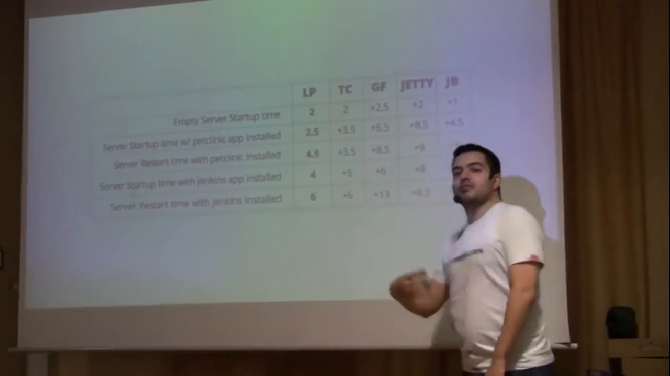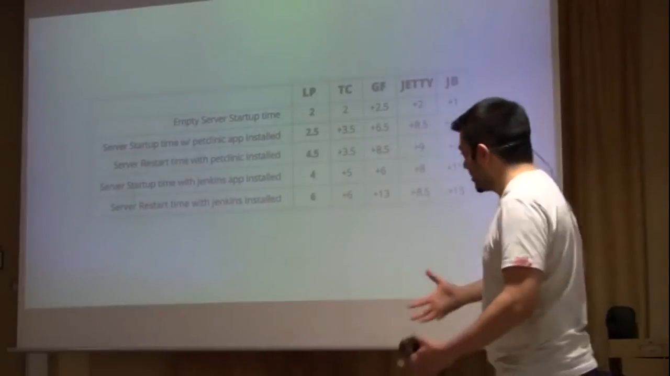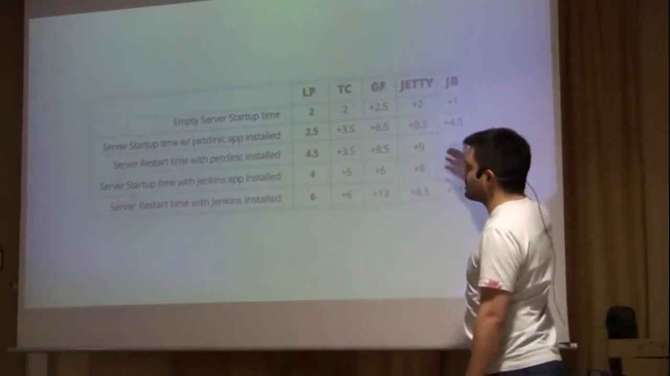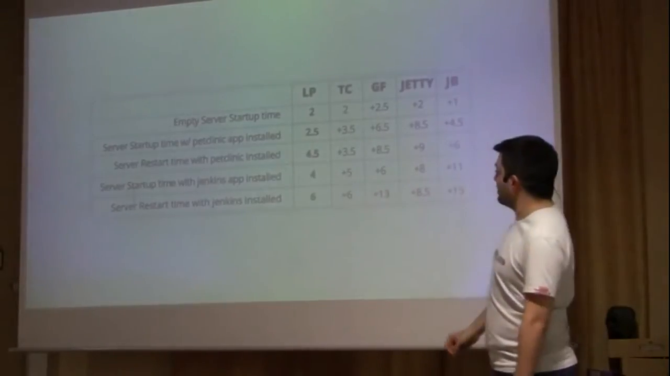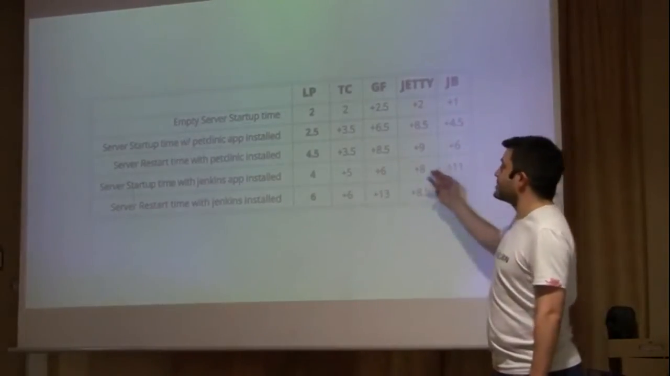Jenkins, we did a Jenkins app, which is around 50 meg in size, so it's a fairly bigger application compared to Pet Clinic, still a web app. Liberty Profile again, extremely fast, beating the competition substantially.